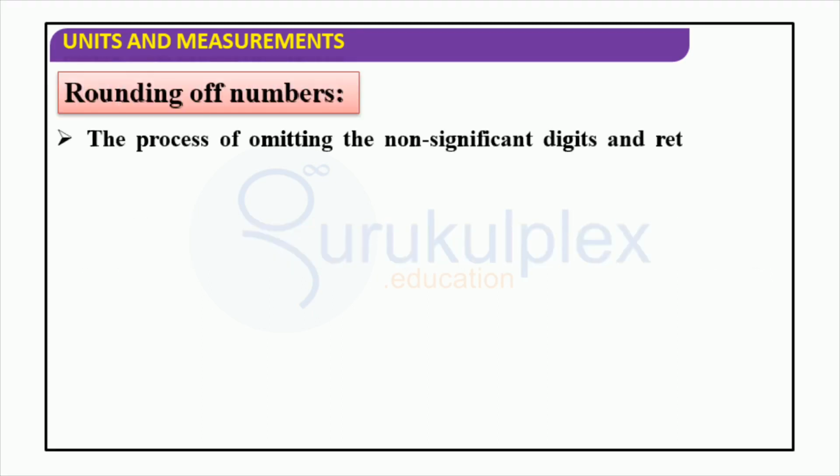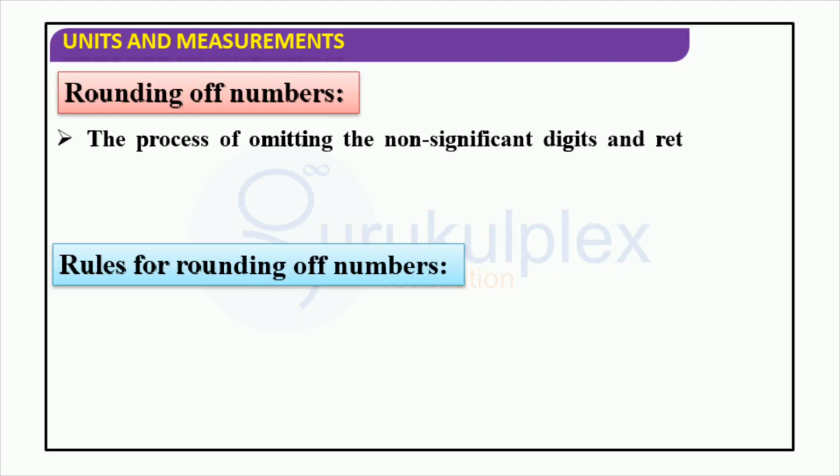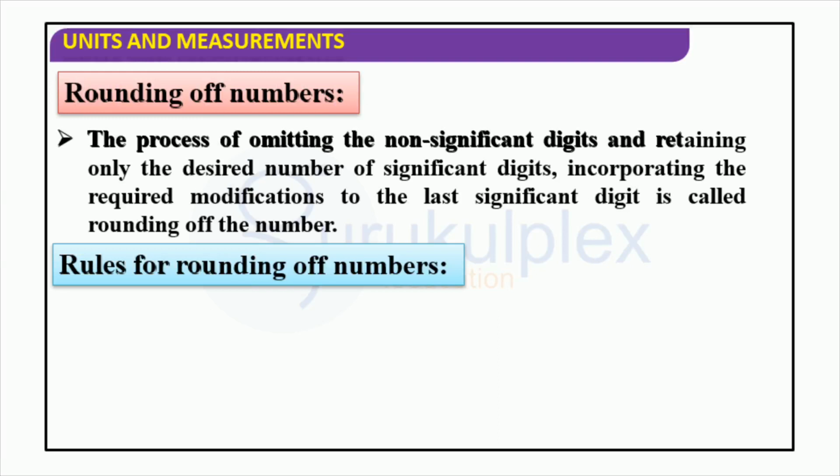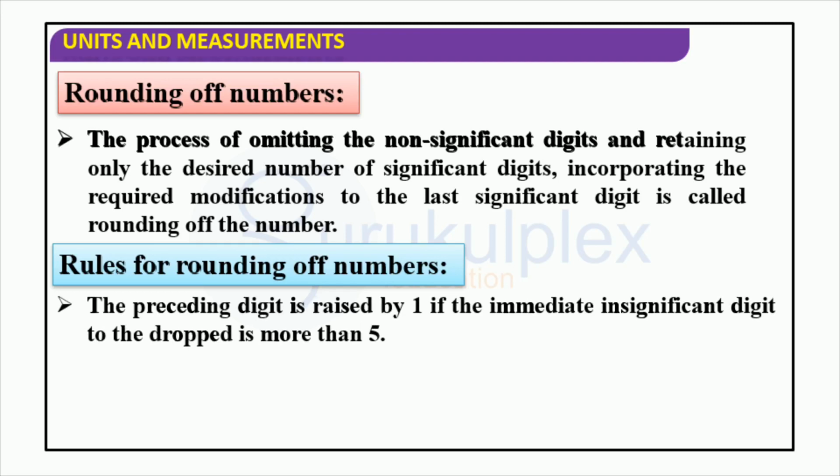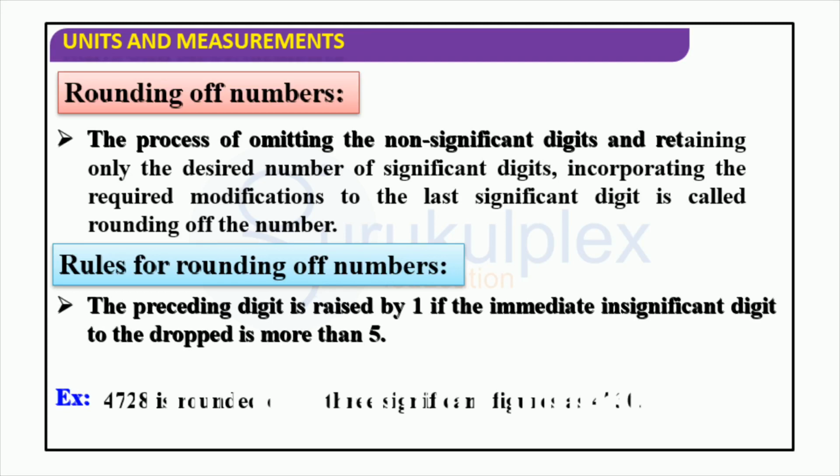Omit all non-significant digits and retain the desired number of significant digits, then apply the rules of rounding off. If the immediate insignificant digit is more than 5, the preceding significant digit should be increased by 1. For instance, 4,728 rounded off to 3 significant figures would become 4,730.